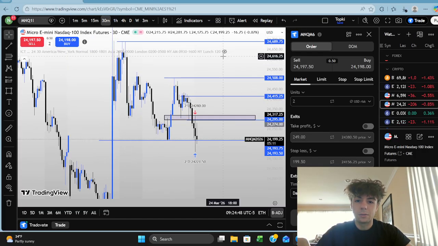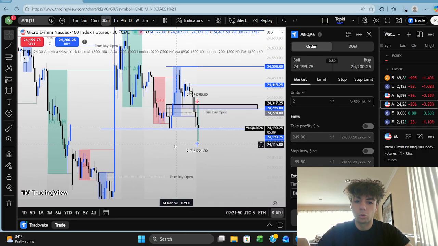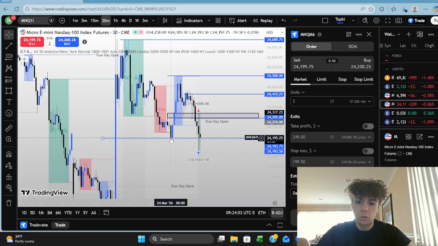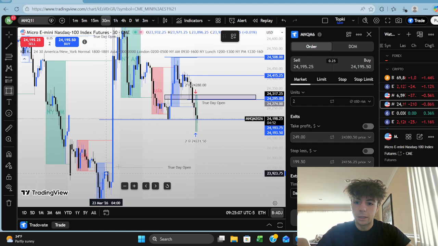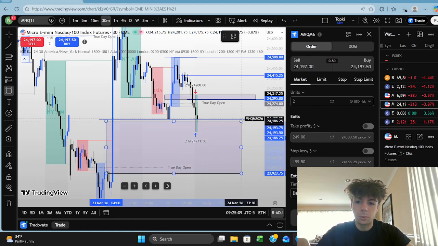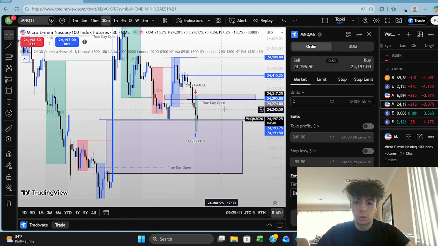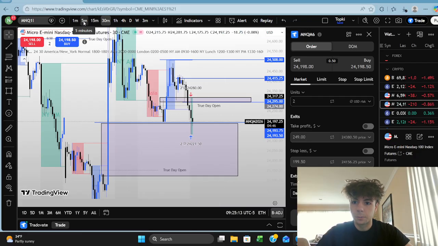The only thing that was kind of confusing was that we had no draws, considering that we had swept Asia lows before London even opened, and then we swept Asia highs at London, and then we swept London lows at pre-market. So the only real draws we had were these draws right here, and then obviously we still had to fill in more of this fair value gap that we made from that news. So I knew that was something we could potentially target.